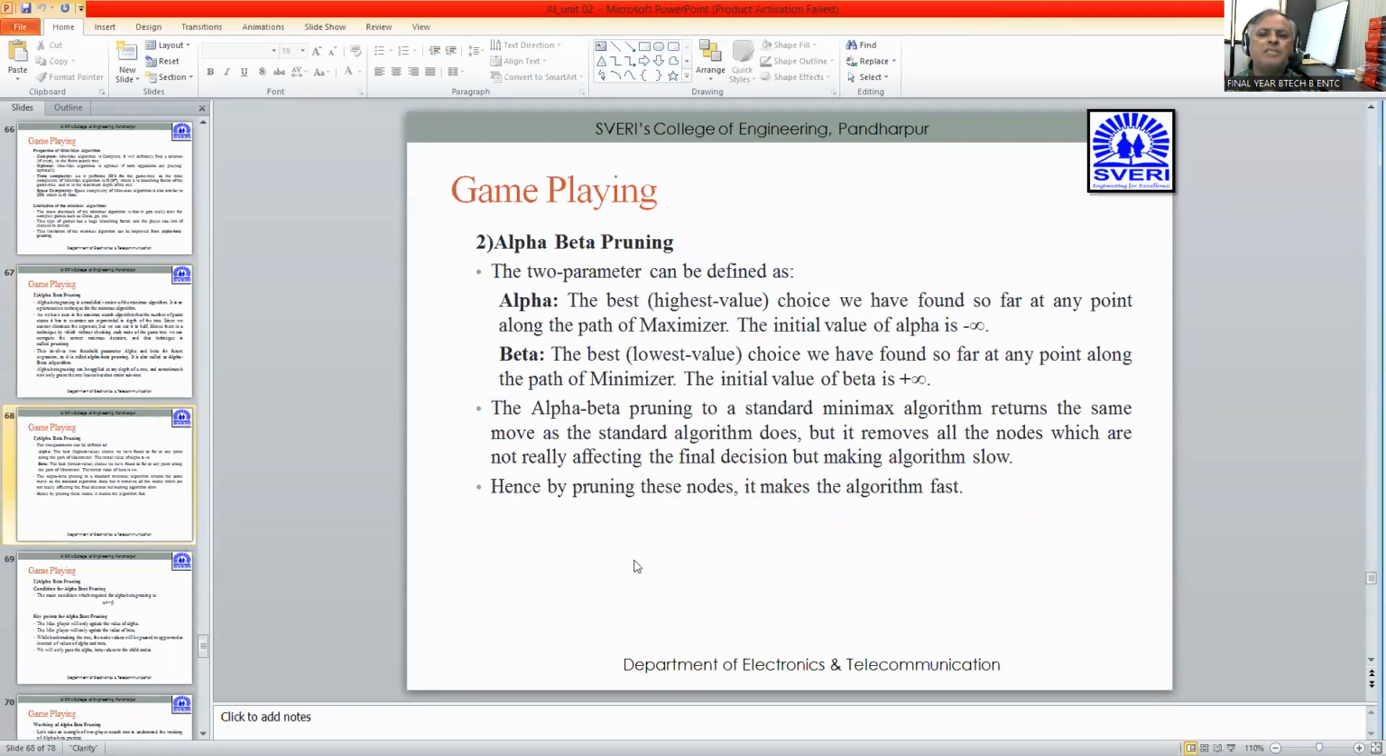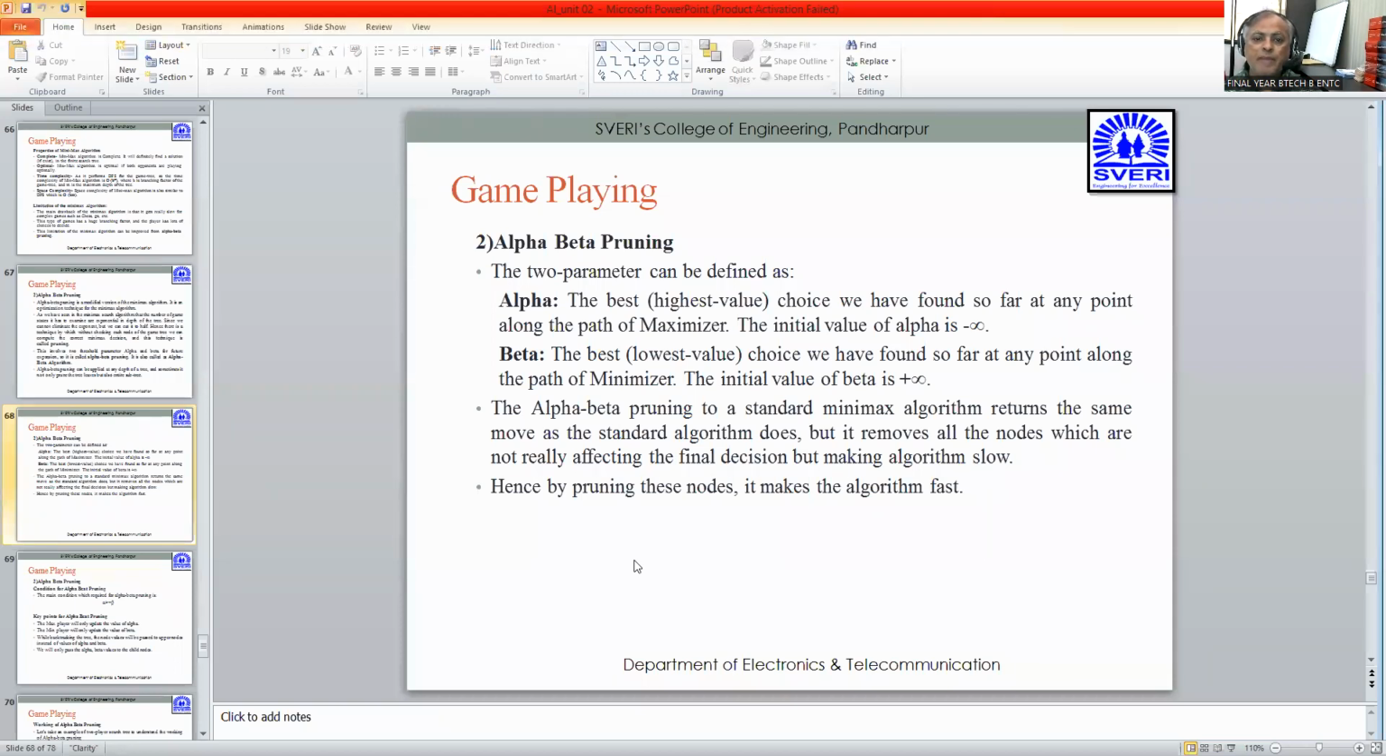The two parameters can be defined as alpha and beta. Like in minimax, where we have the minimizer and maximizer values, here it is again the same but a modified version, because we are trying to remove the drawback. So what did we do? We introduced two things, alpha and beta. Alpha is nothing but the highest value and beta is nothing but the lowest value.